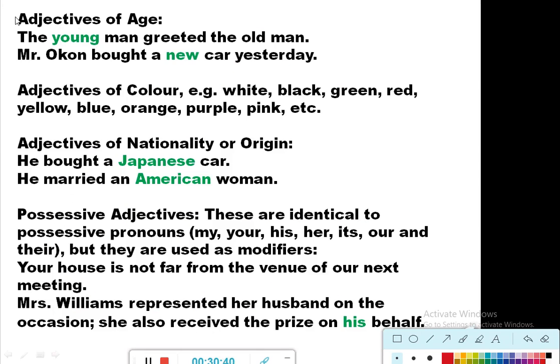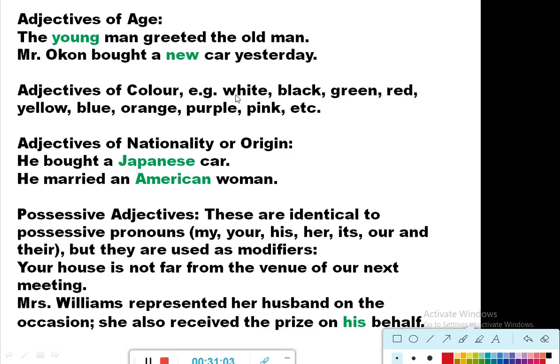Then other types of adjectives, we have adjectives of age. The young man greeted the old man. Young is telling us the age of the man. Old is telling us the age of another man. Mr. Okon bought a new car yesterday. New is the age of the car.